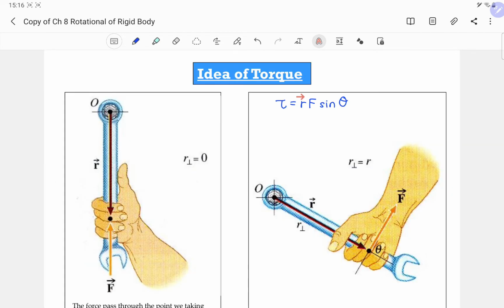So the idea of torque depends on the radius of the rotation, the magnitude of the force, and also the angle between the two vectors.